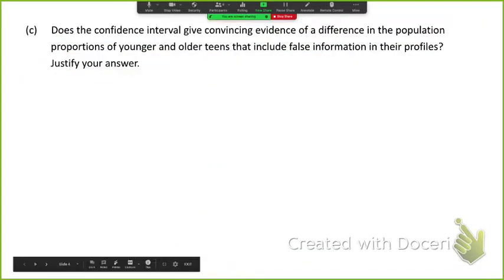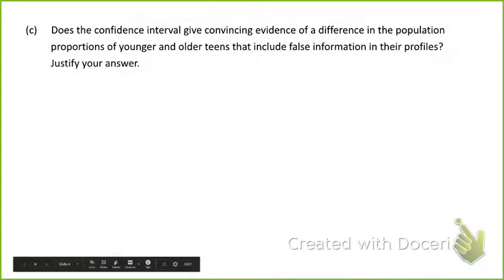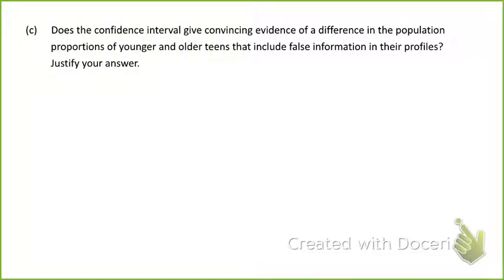All right. Now, you guys are going to start seeing questions like this very often. Does this confidence interval give convincing evidence of a difference in the population proportions of younger and older teens that include false information in their profiles? Okay, again, here's what we did. We took the younger teens' proportion of lying, and we subtracted the older teens' proportion of lying.